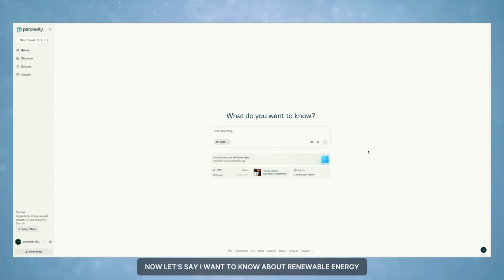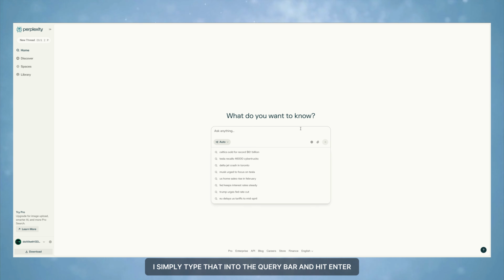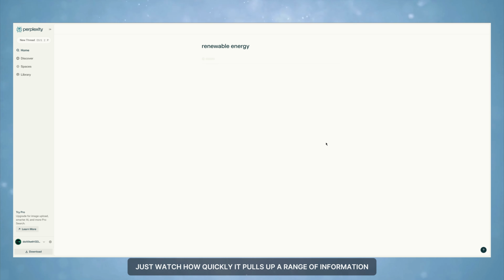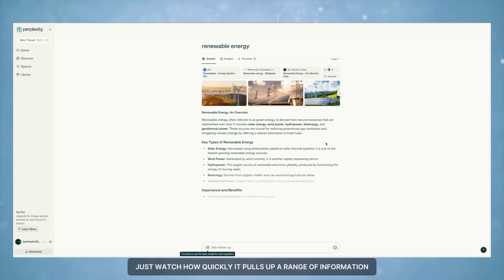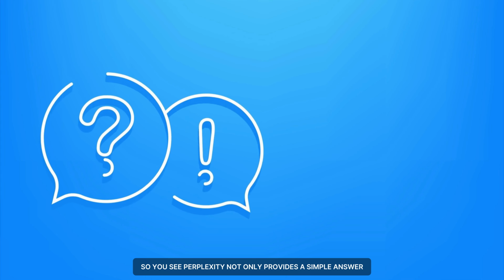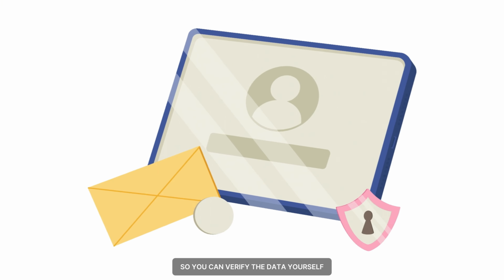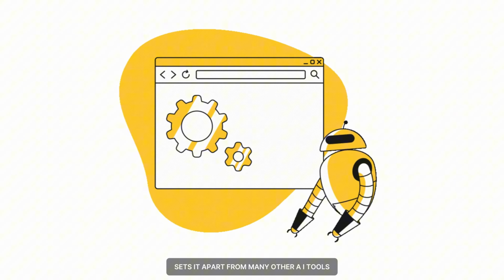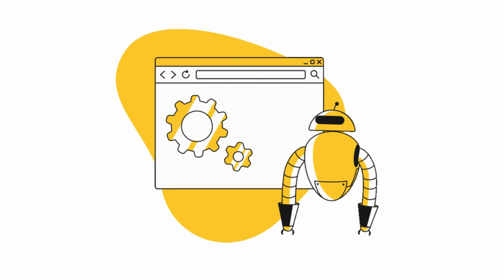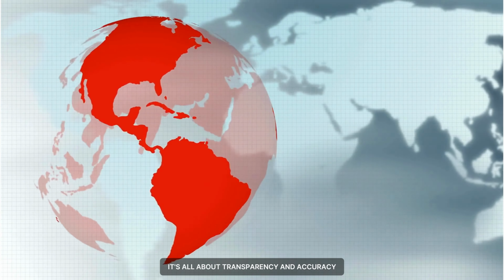Now, let's say I want to know about renewable energy. I simply type that into the query bar and hit enter. Just watch how quickly it pulls up a range of information. So you see, Perplexity not only provides a simple answer, but also includes sources for that information, so you can verify the data yourself. This feature, linking back to credible sources, sets it apart from many other AI tools. It's all about transparency and accuracy.